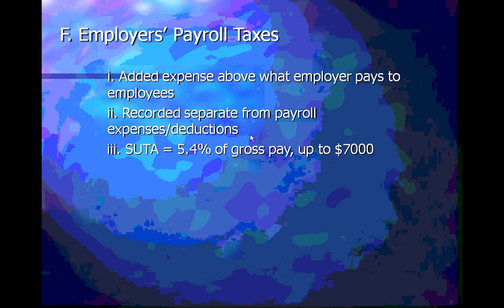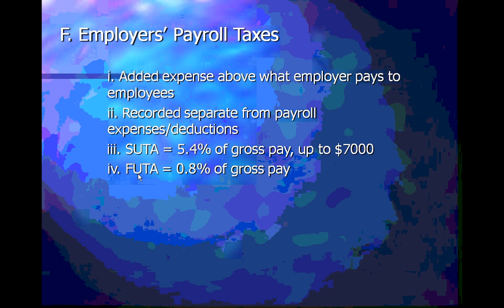The employers are. Okay, so they also have unemployment tax. This is state unemployment tax, usually 5.4% of your gross pay up to $7,000. And then your federal unemployment tax, known as SUTA and FUTA, or as my controller says, SUI and FUI. These are 0.8% of your gross pay. The federal is usually not capped. Okay, so this is what these look like.